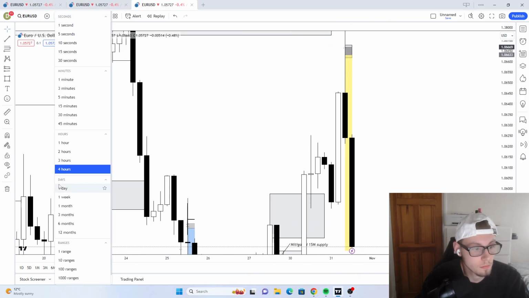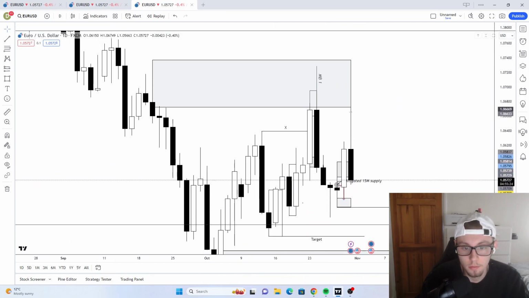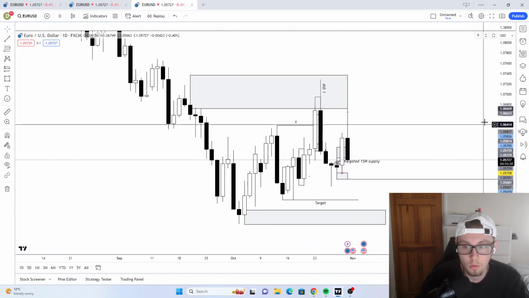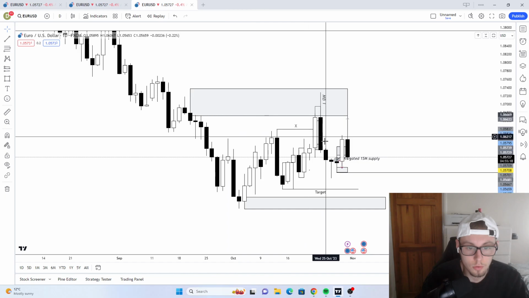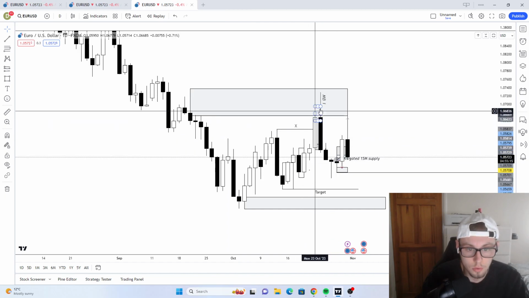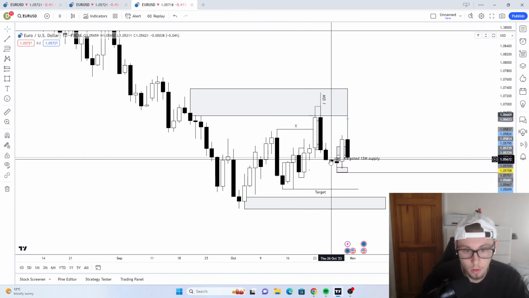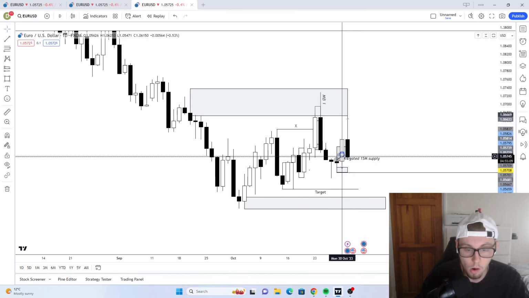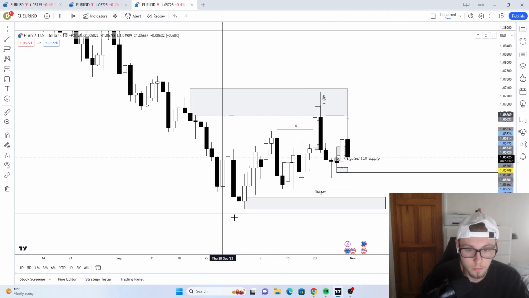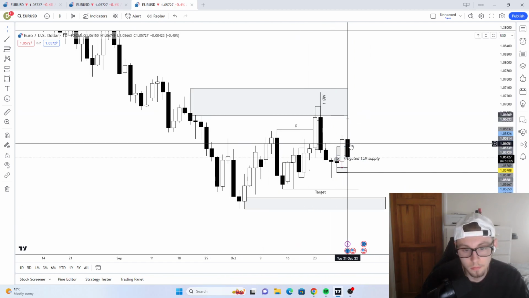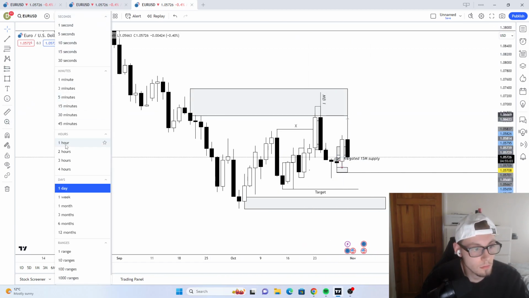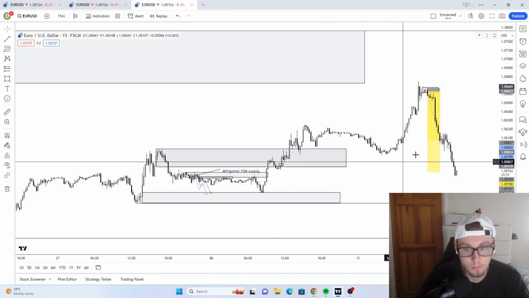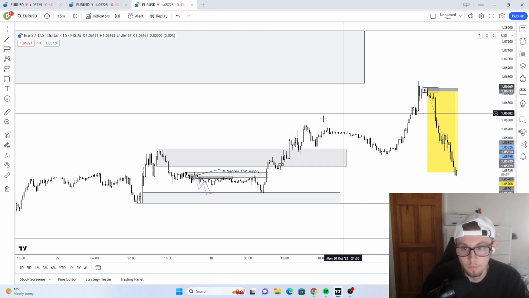But even on the daily, value supply, we had this demand created right here. But yeah, it was a decent trade, let's just say that. Obviously that ran very nicely.